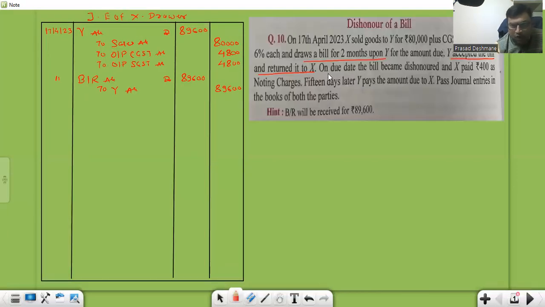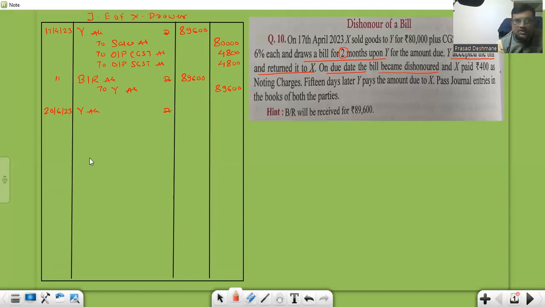Now next one. On the due date, the bill became dishonored. On the due date, Drawee is not making the payment. It's called a dishonor. So what did I mention? Whenever the bill is dishonored, first of all, I'll calculate the maturity. The bill is for 2 months. 17th of April, so 17 plus 3 is 20th of June 23. So the rule which I mentioned, whenever the bill is dishonored, first of all, Drawee account debit.